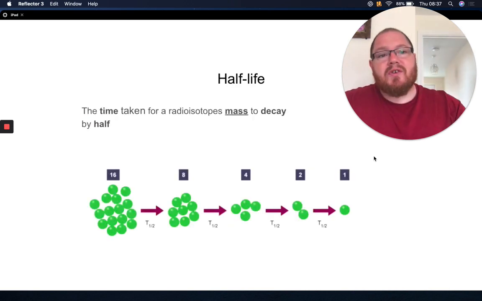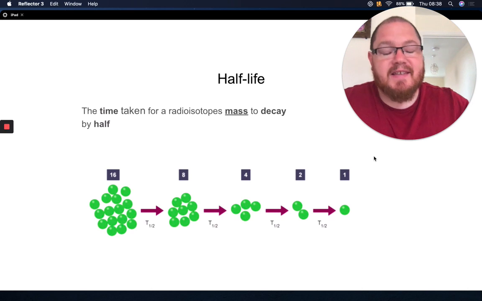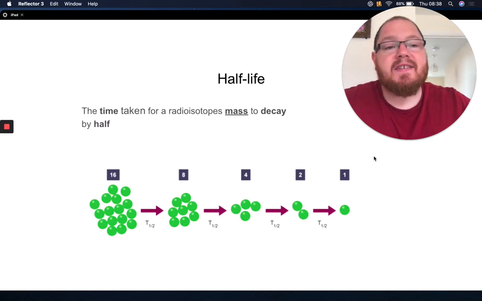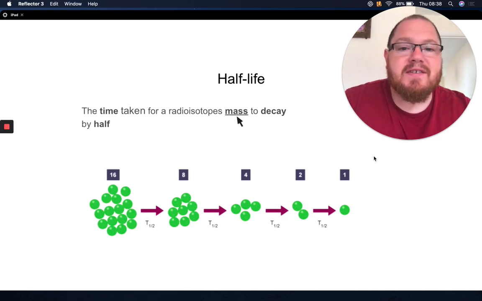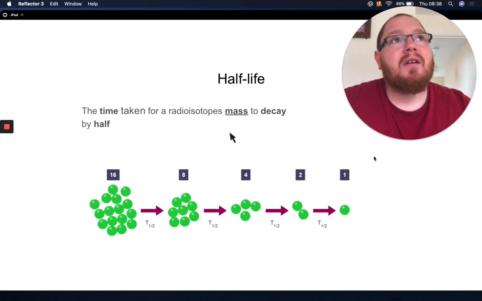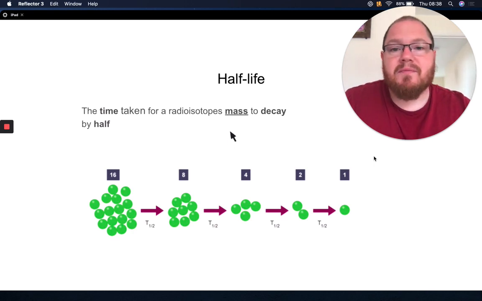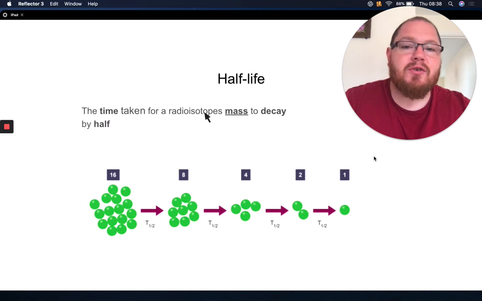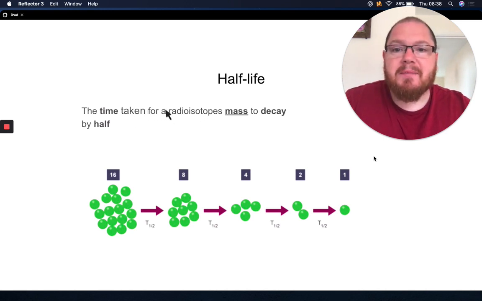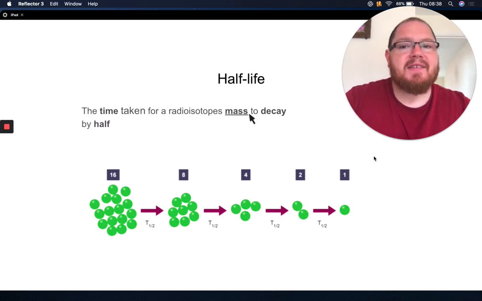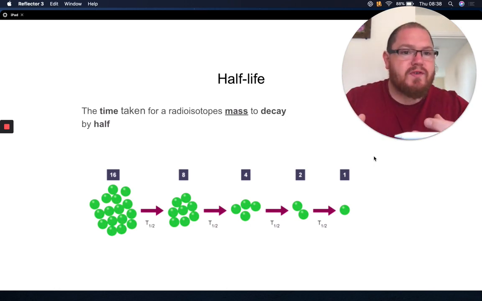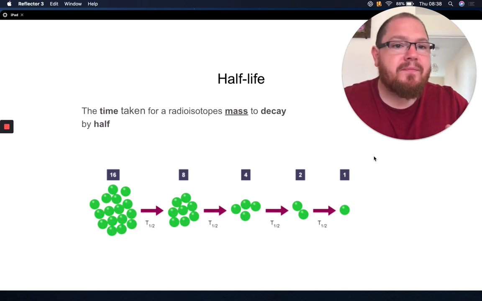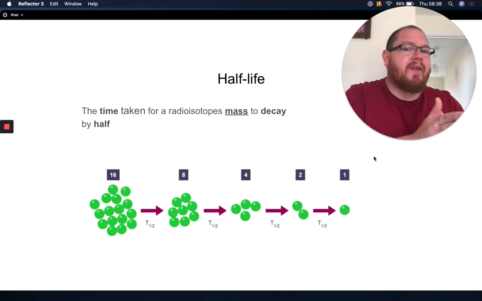The third question was, what is half-life? Now, half-life is a distinct definition, especially in an exam. This is what you're going to have to remember. For now, we're going to just concentrate on mass, but this word here can be replaced with 2 other terms. So the time taken for a radioisotope or an element, the time taken for its mass to decay by half. So as we just saw on the previous slide, it's going to lose some stuff over time, and the time it takes to lose half of it, we call its half-life.